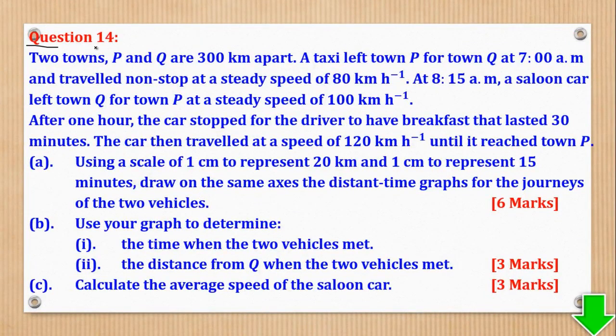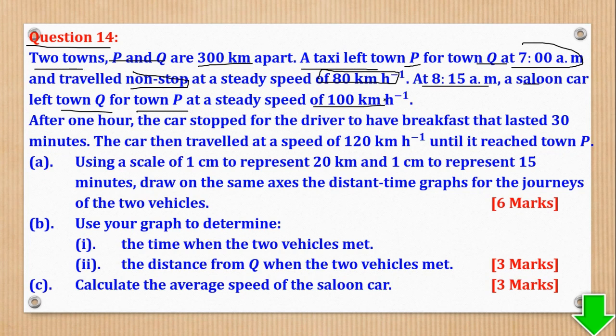Okay, that was question 13. Now we shall go to question 14. It says, two towns P and Q are 300 kilometers apart. A taxi left town P for town Q at 7 a.m. and traveled non-stop at a steady speed of 80 kilometers per hour. At 8:15, a saloon car left town Q for town P at a steady speed of 100 kilometers per hour.